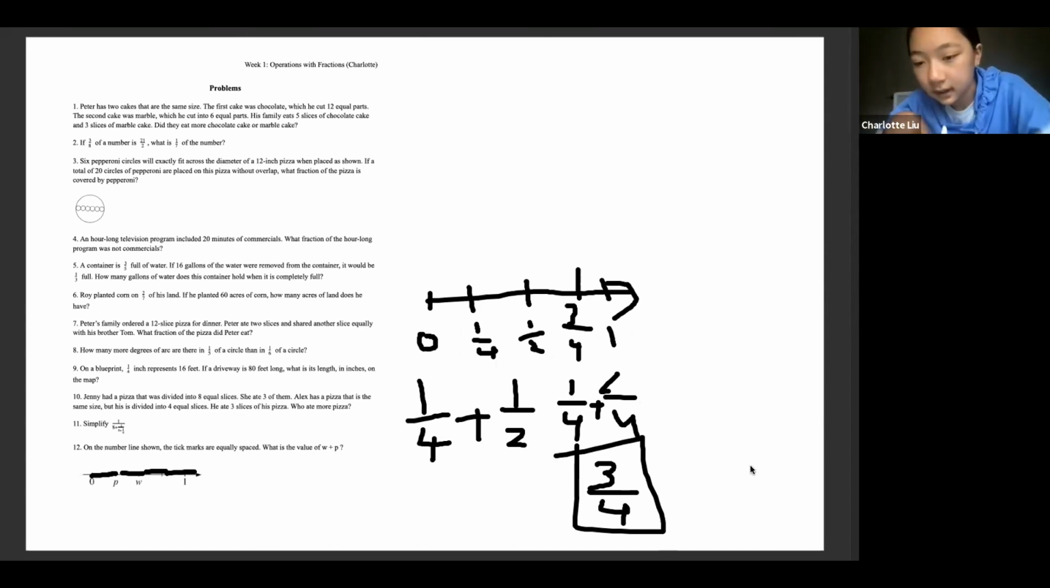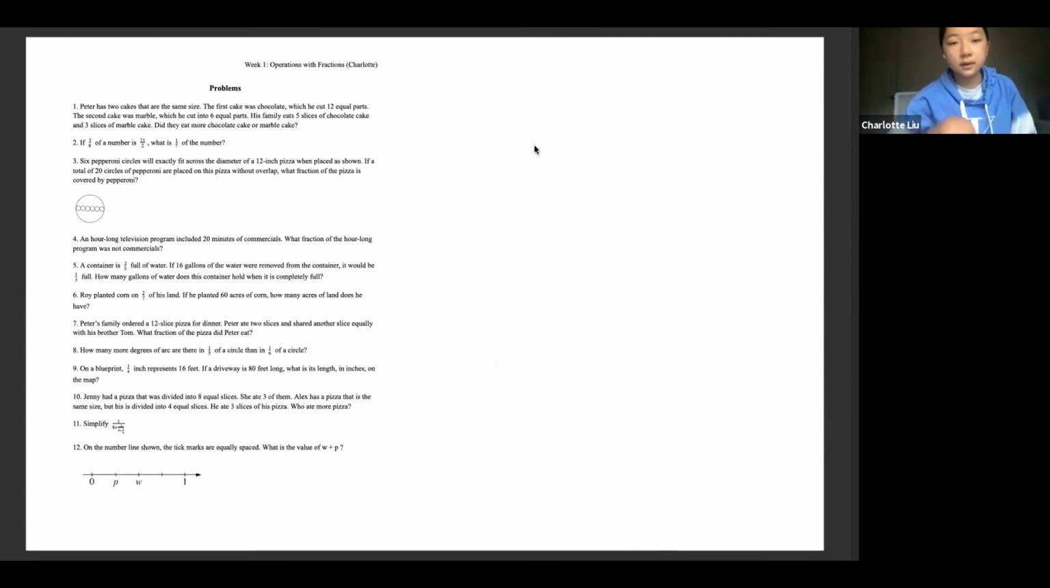Okay, so that's all the questions I'm going to explain today. So now we're just going to do a quick Kahoot. It's just going to be calculations. There aren't going to be any word problems, I'm pretty sure. So let me just share that.